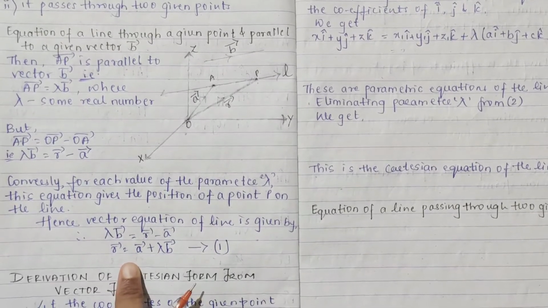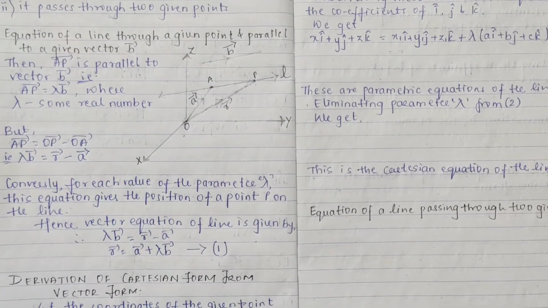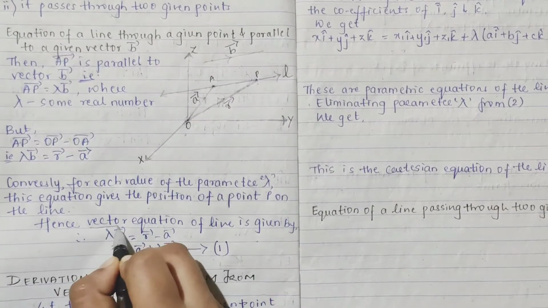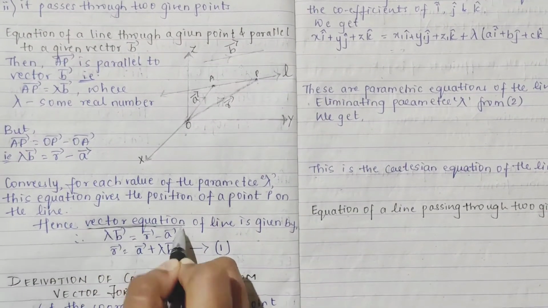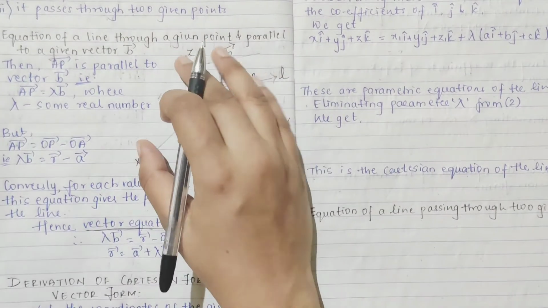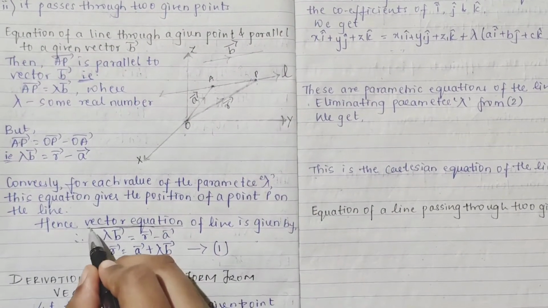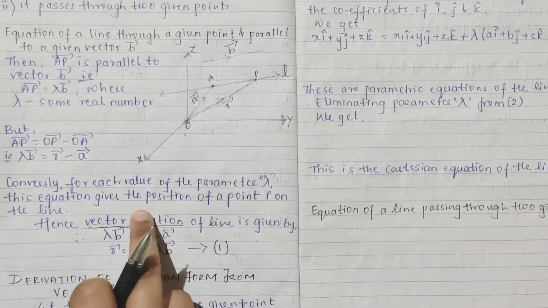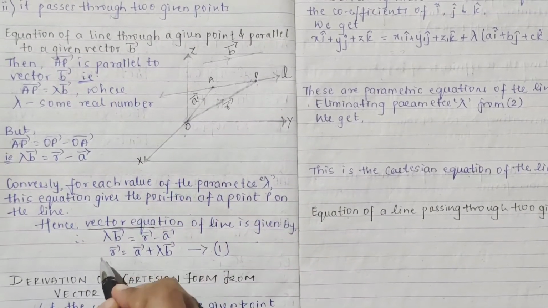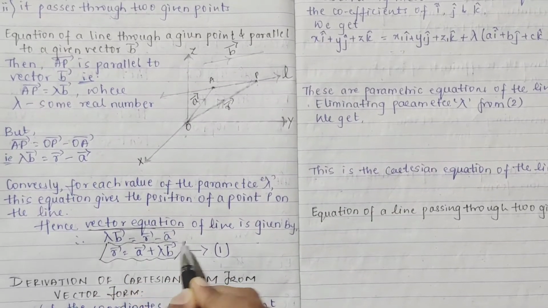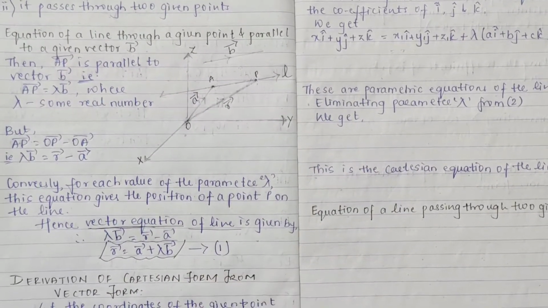I hope this is clear for you. We are just deriving the equation. Don't go so deeply, there's nothing so deep here. Just consider the diagram and just write the points. That's it. This is very important because you'll get questions on the vector equation. When they tell you to find the vector equation of a line, your formula will be this.